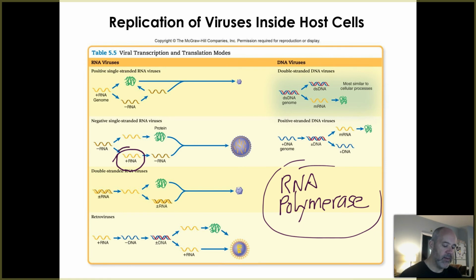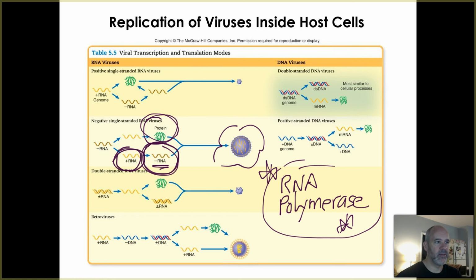So these new pluses are going to be read by RNA polymerase to make lots of new minus strand RNA genomes. And then once you've got all these virus proteins and these minus strand RNA genomes, you can assemble your new virus particles.